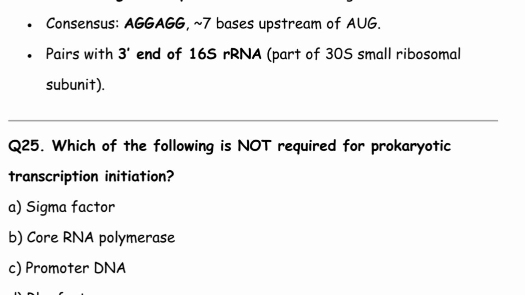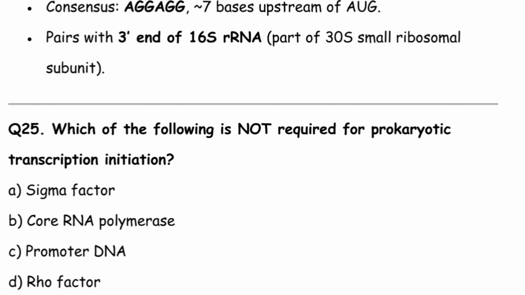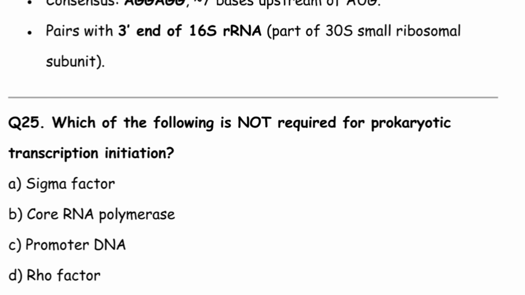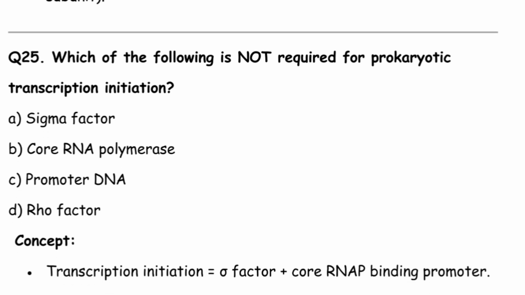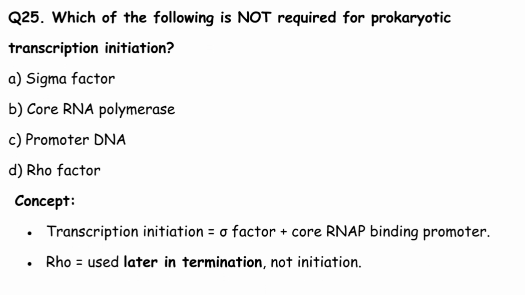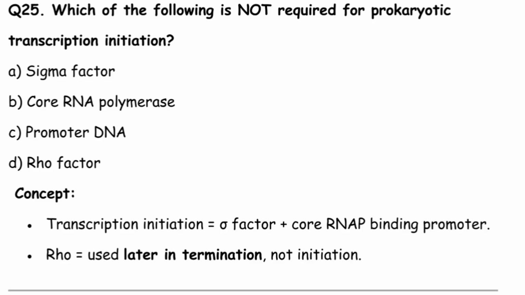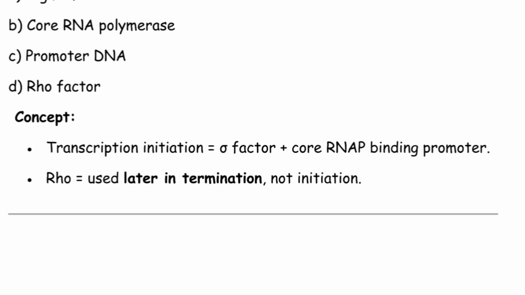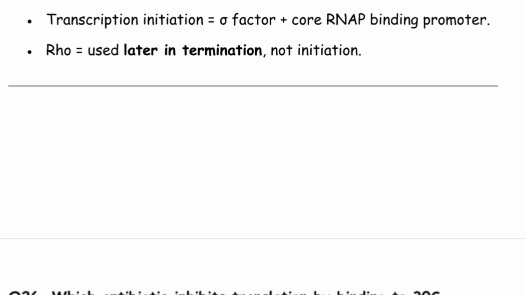Next question, which of the following is not required for prokaryotic transcription initiation? A. Sigma factor, B. Core RNA polymerase, C. Promoter DNA, and D. Rho factor. Correct answer is D. Rho factor. So transcription initiation requires core enzyme plus sigma factor, and it also requires DNA promoter, but it does not require Rho factor. Rho factor has its role in termination, not in initiation or elongation.